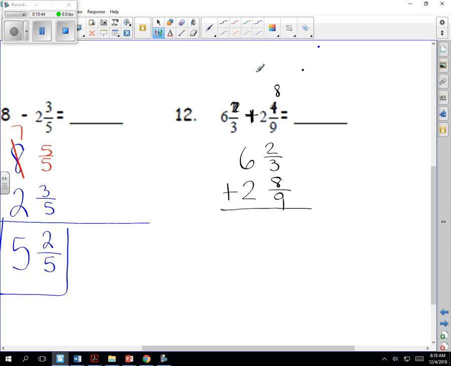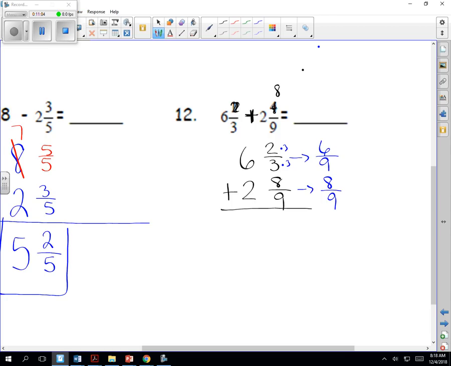Because I don't think we've had to give back to the whole number if we have an improper fraction within a mixed number, which you'll see tomorrow. First thing we have to do is find a common denominator, which is going to be 9. So we're going to multiply top and bottom here by 3, so that's 6/9. The 8/9 stays as is. And now we're going to add.